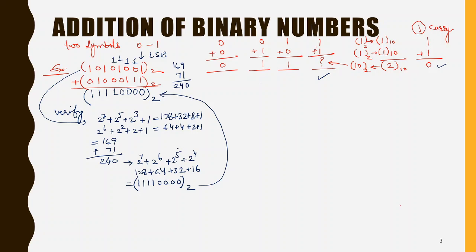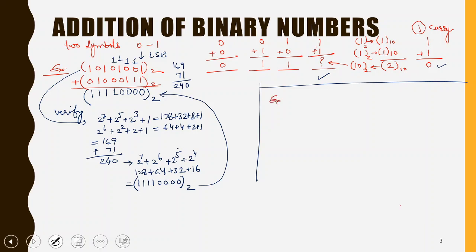Okay, let us perform one more example. Let us do one more example. Here is 1 1 0 1 1 0, and we will add 1 1 0 1 1 0 1 1. Now we will add these two binary numbers.